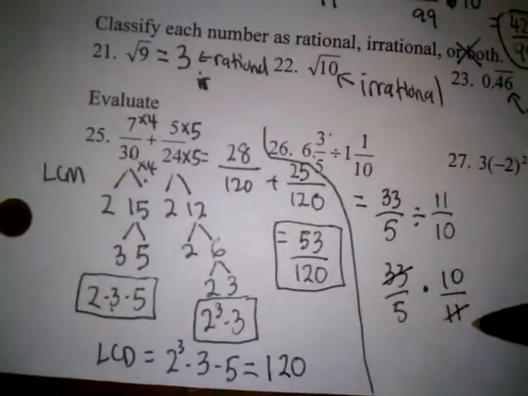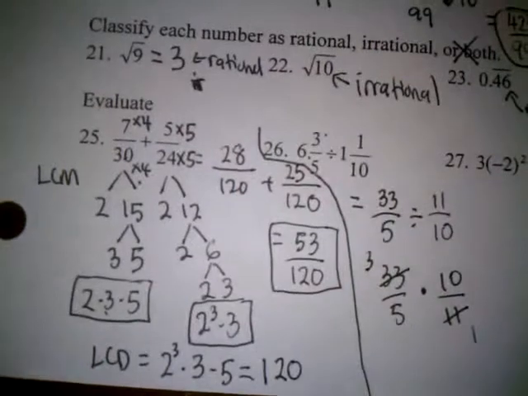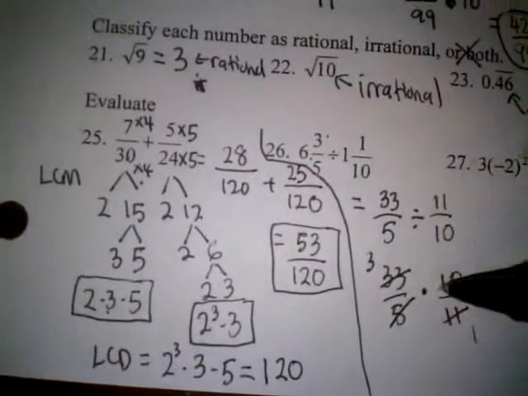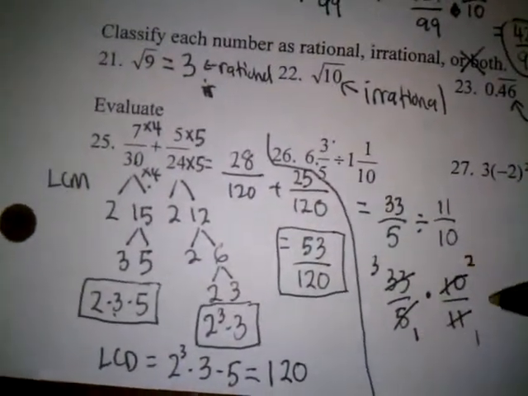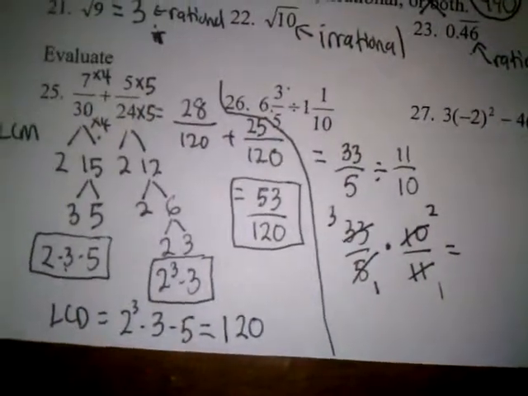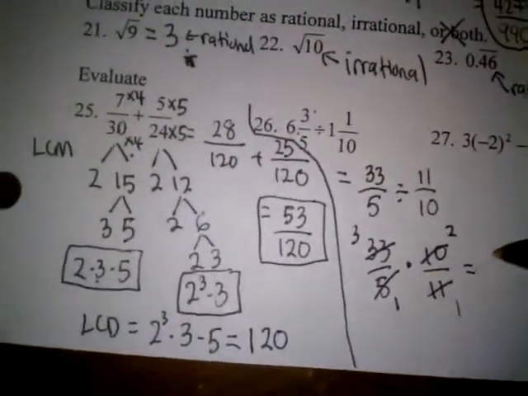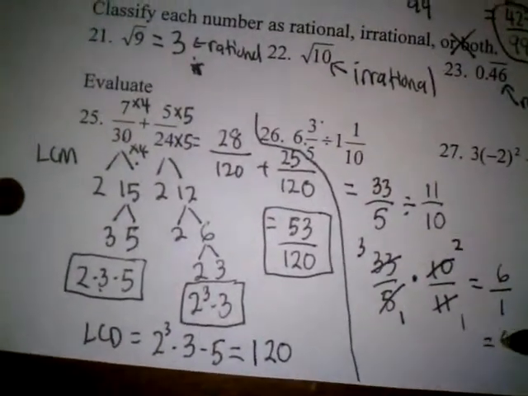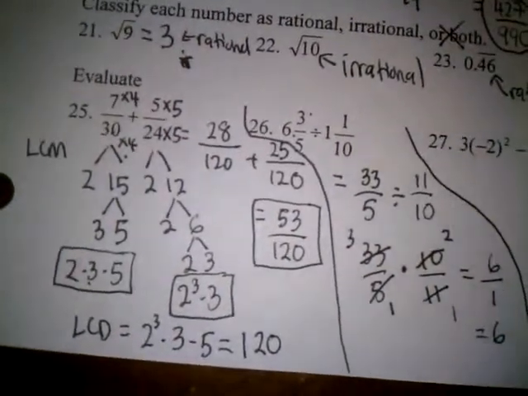So the 33 and 11 can be reduced to become 3 and 1. The 10 and 5 can be reduced to become 2 and 1. So now we can multiply straight across. This will give us 6 over 1, which is the same thing as 6.